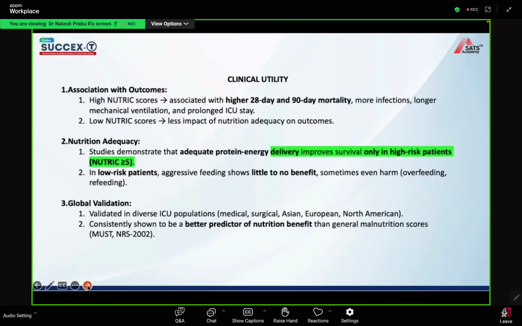So the clinical utility is that the higher the Nutrix score, the studies say there is a higher 28 and 90-day mortality, and hence nutritional adequacy and delivery of adequate protein and energy is very important in these patients. Global validation is seen in the Nutrix score, and it is a better predictor for nutritional benefit.